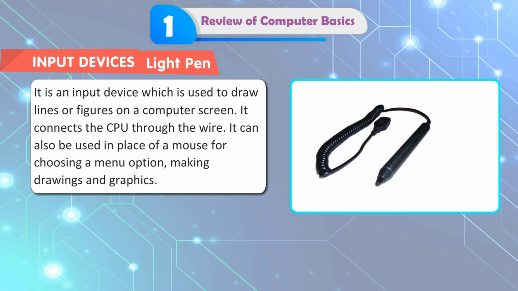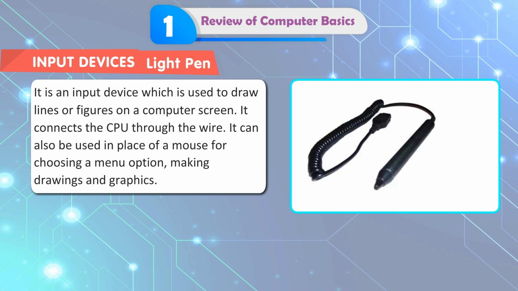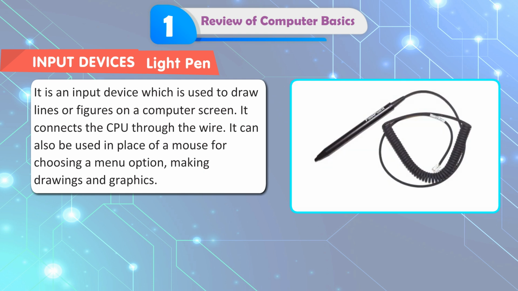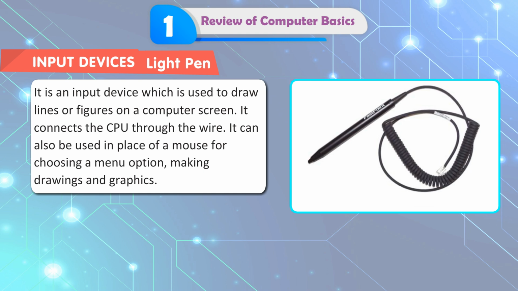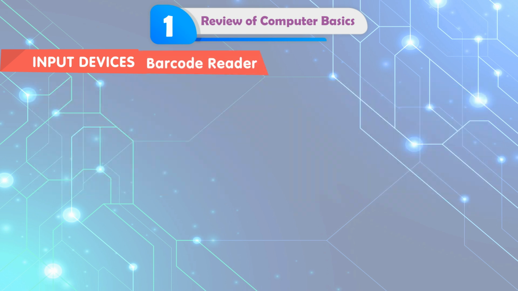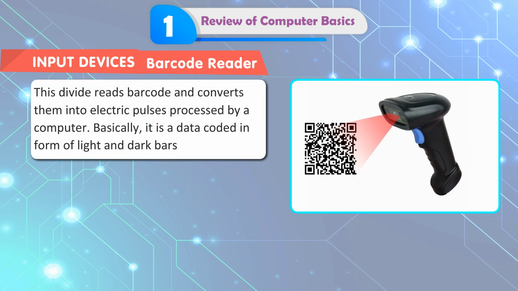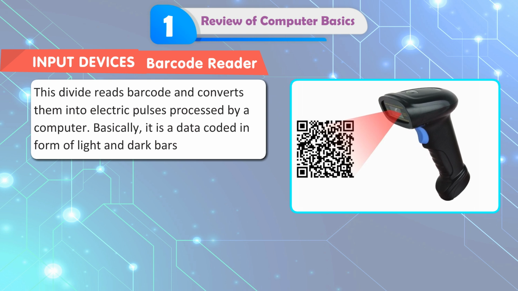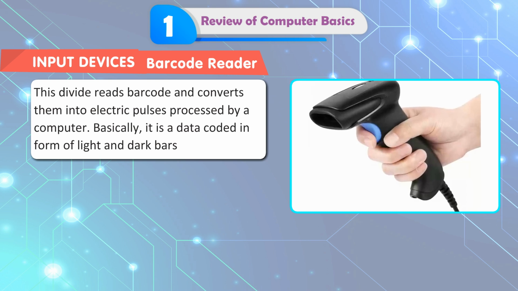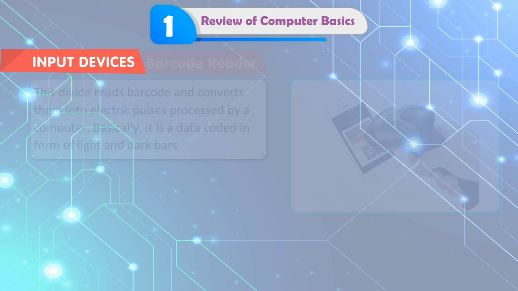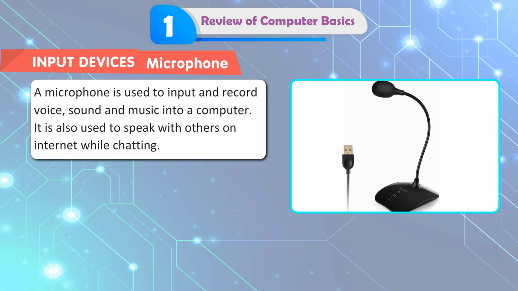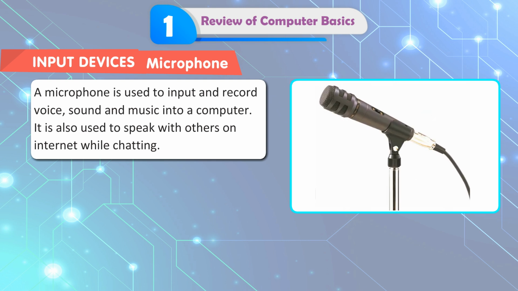Light pen. It is an input device which is used to draw lines or figures on a computer screen. It connects to the CPU through a wire. It can also be used in place of a mouse for choosing a menu option, making drawings and graphics. Barcode reader. This device reads barcodes and converts them into electric pulses processed by a computer. Basically, it is data coded in the form of light and dark bars. Microphone. A microphone is used to input and record voice, sound and music into a computer.